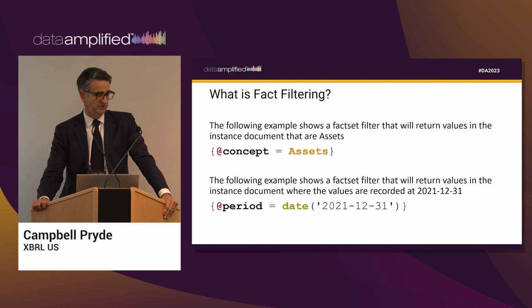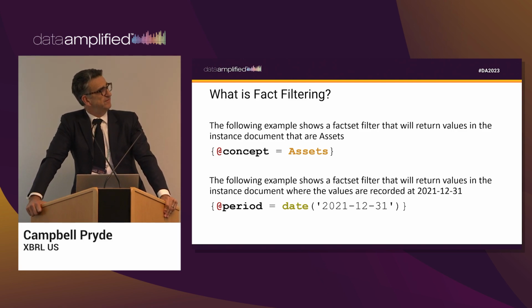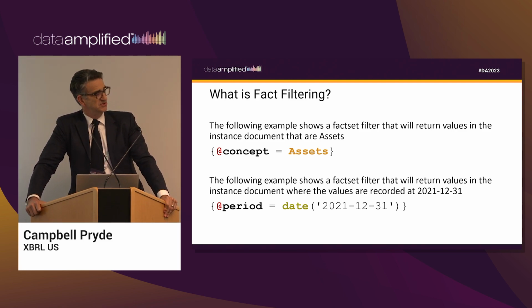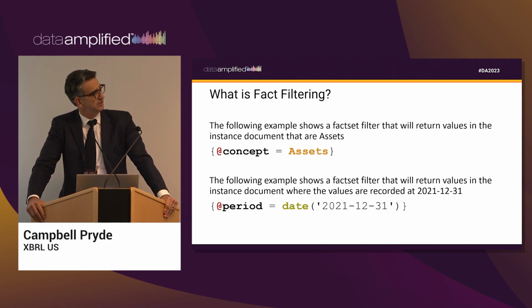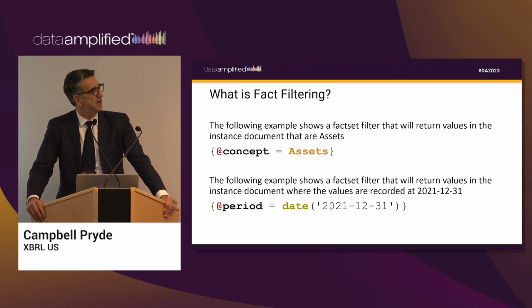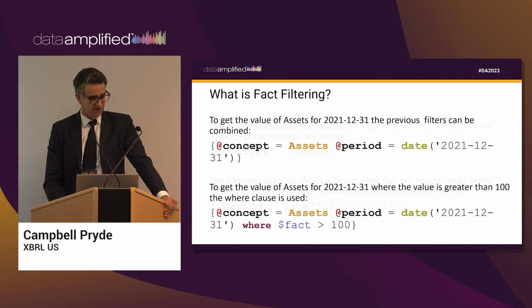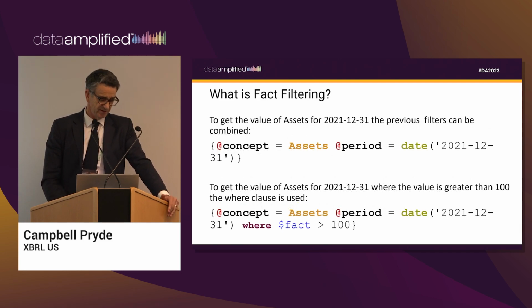So this is kind of what we said. You can filter on a concept. This would be all assets. This is the same as defining a variable filter like you do in XF. You can get all the periods if you want. You can combine them. So give me all the concepts that are assets of this particular period.